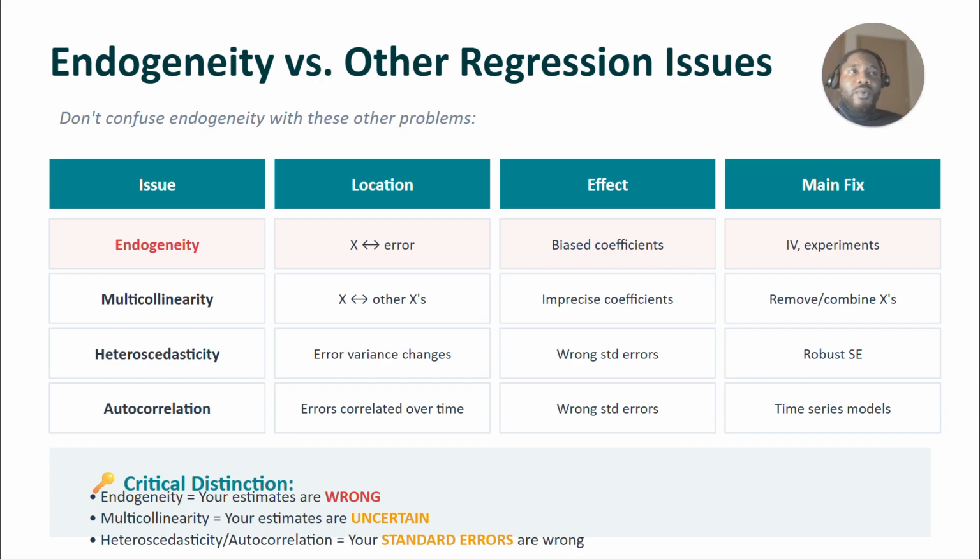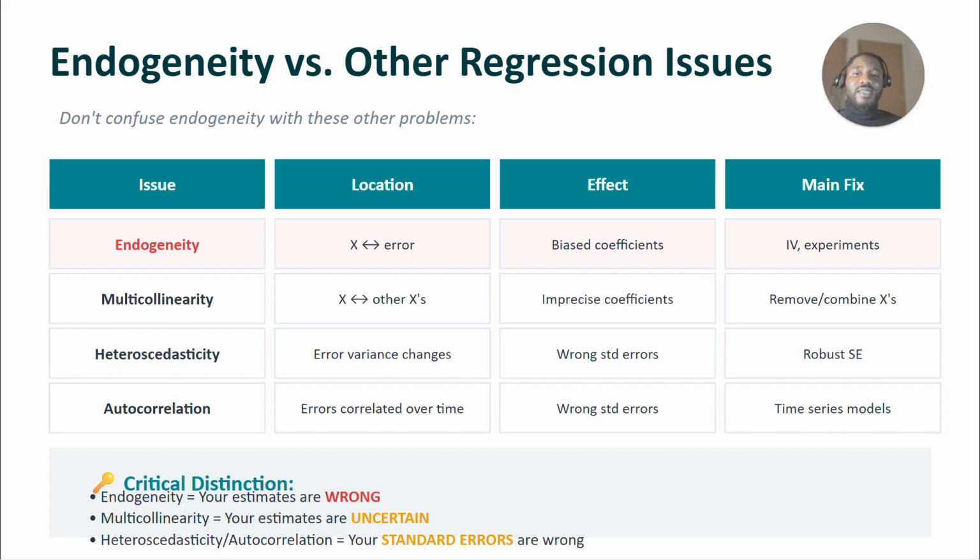Multicollinearity, which we'll talk about in another video: the problem is that your x variables are correlated with each other. Two x variables being correlated is multicollinearity. The effect is that your coefficients are imprecise, they are uncertain with large standard errors. To fix this, you remove or combine your x variables.